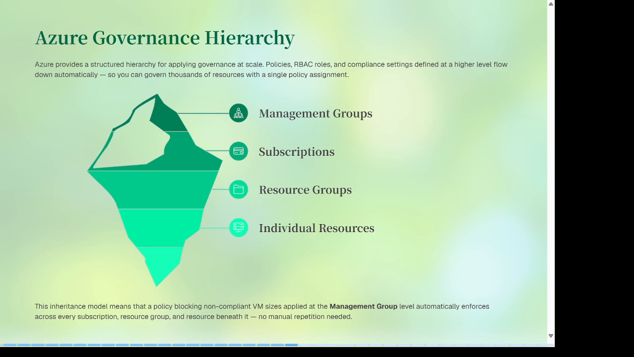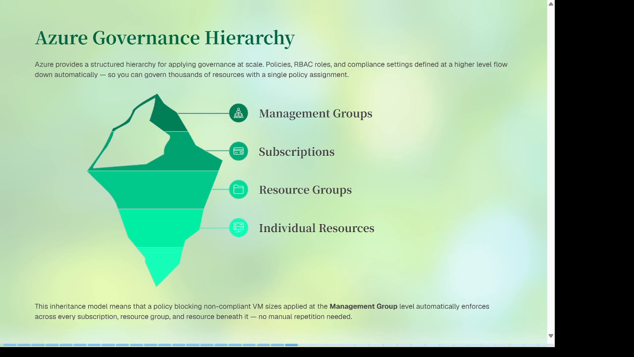If the company CEO says all employees must follow security training rules, that rule automatically applies to all departments, all teams, all employees. No manager needs to reinforce the same rule again. Azure works exactly the same way. This hierarchy ensures consistent governance across environments. It reduces administrative effort and gives strong compliance enforcement and scalable cloud management. So even if you have thousands of resources, you still maintain full control.